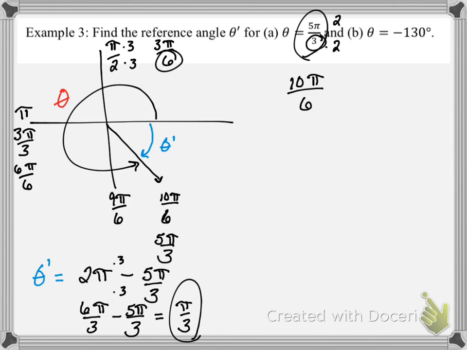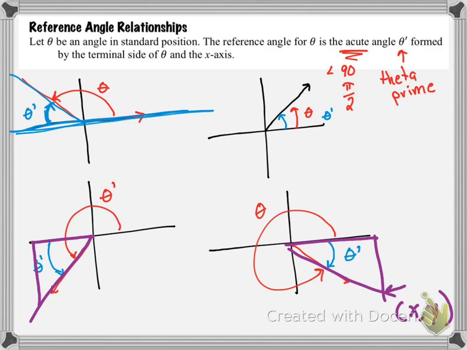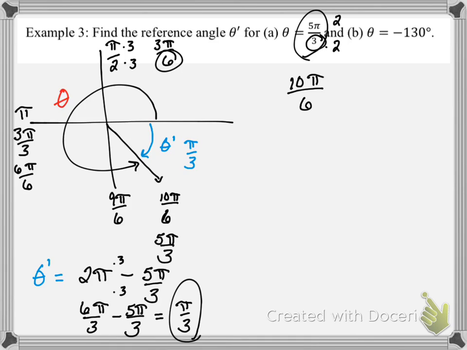So that's a nice little acute angle. I know this angle right here is pi over 3. And we don't worry about rotation. Reference angle is always positive. So we're pi over 3. Right. So now we need a reference angle for negative 130 degrees.